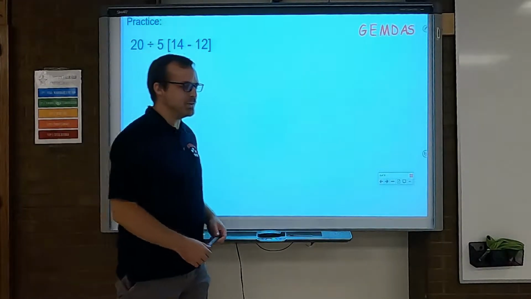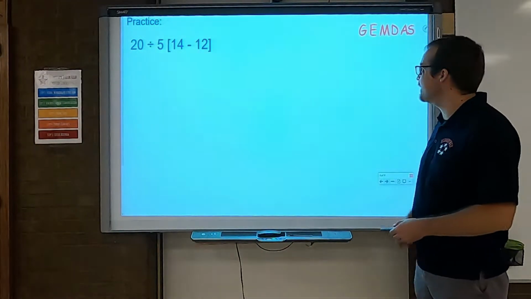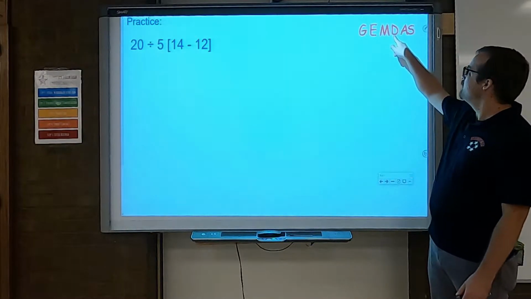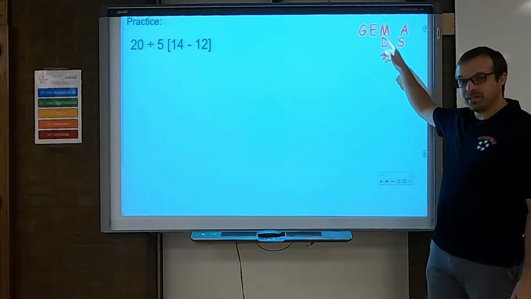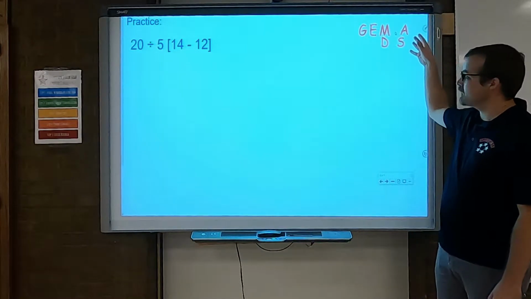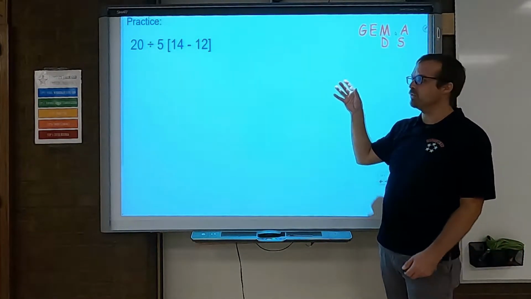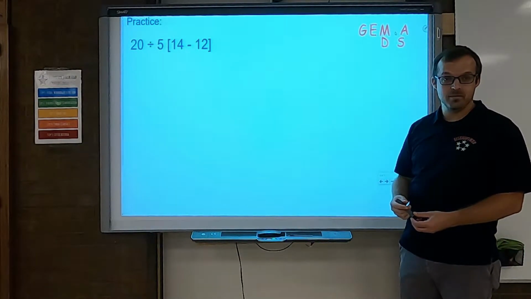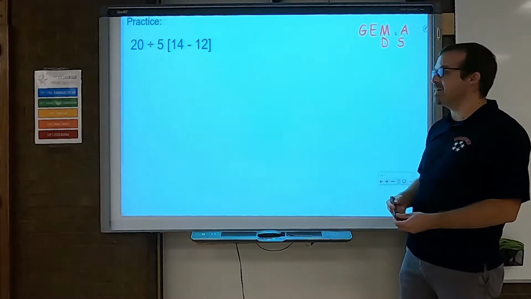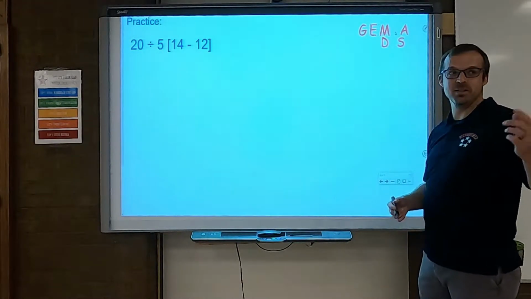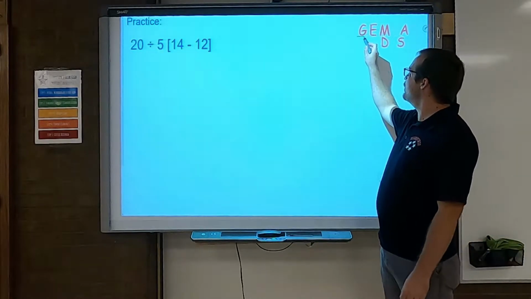Brackets! We are going to do the same process. Take a look at GEMDAS up here, making sure that we're going to be doing our multiplication and division at the same time and our addition and subtraction at the same time. But we start with what? Grouping symbols!